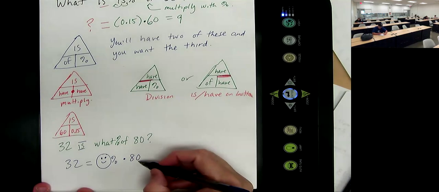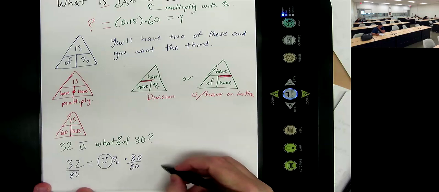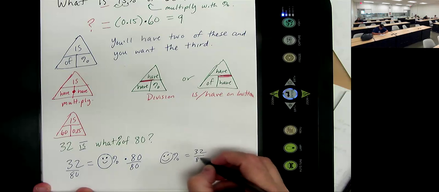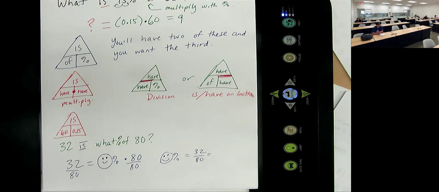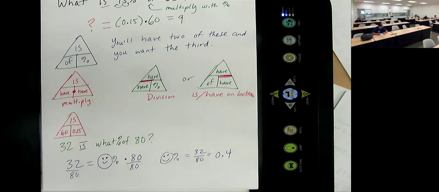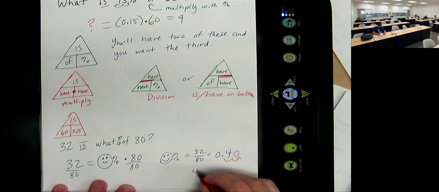So if I want to get the smiley face, I can divide both sides by 80. And I get smiley face percent equals 32 over 80. And I'm getting 0.4. That's not a percentage though, is it? So we need to turn it into a percentage by moving the decimal right twice, filling in a 0 as necessary. This is 40%.